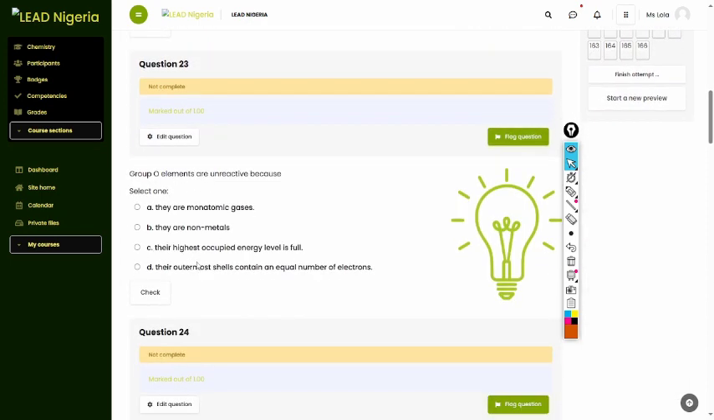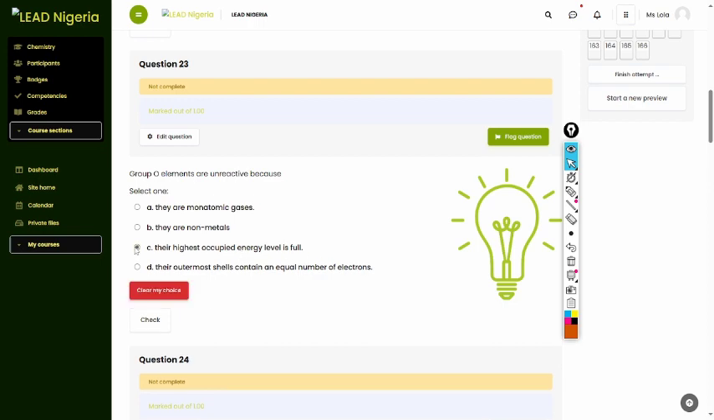Okay. Group 0 elements are unreactive because an atom becomes unreactive when it has a complete number of electrons in the outermost shell. That way it doesn't need to lose or gain any electron to form a stable atom. So the reason why group 0 elements, or group 8 elements, are unreactive is because their highest occupied energy level is full. So the answer is C.